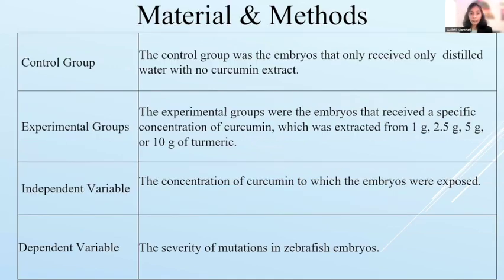My control group would be embryos that received no curcumin extract and only distilled water. This is representative of a cancer cell being allowed to continue to divide because it has not received any treatment that suppresses the cell signaling pathways. My experimental groups were the groups of embryos that received concentrated curcumin extracted from different amounts of turmeric ranging from 1 gram, 2.5 grams, 5 grams, and 10 grams. My independent variable was the amount of extracted curcumin that the embryos were exposed to, and my dependent variable was the severity of the mutation in zebrafish embryos.